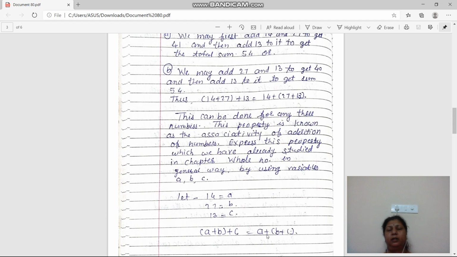Next method, we have to add a plus the addition of b plus c. That means we first add b plus c, and when the result is there, we add a. In both cases the result will be the same. So these are the two methods, and that's why we can represent it with the help of variables. Get it? Okay, now next topic.